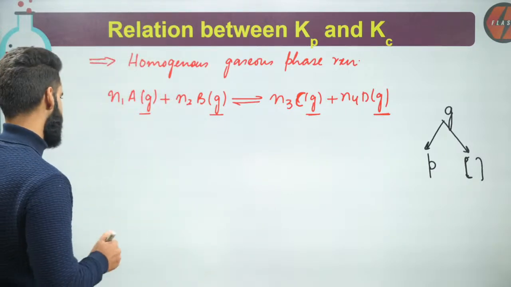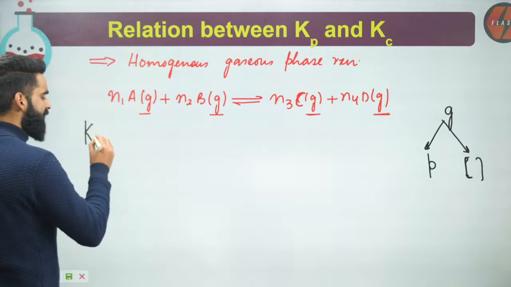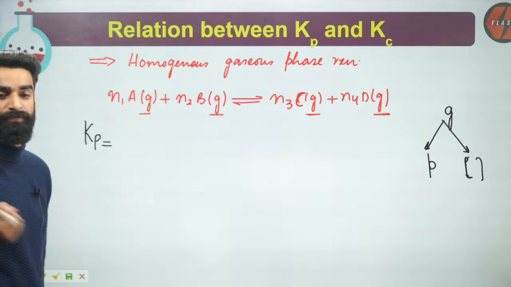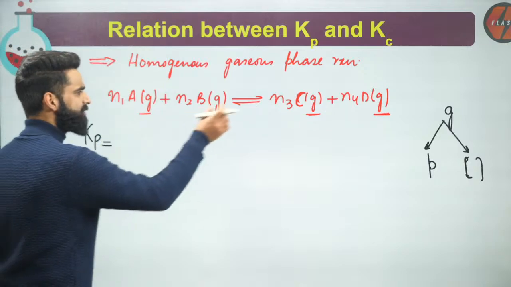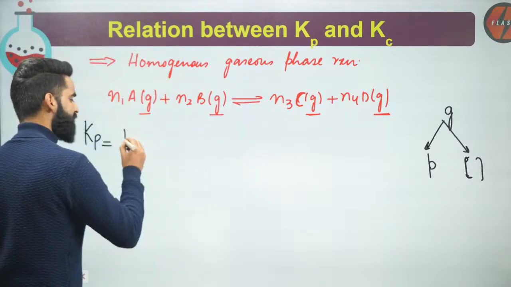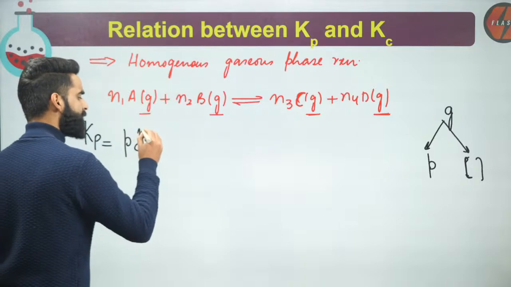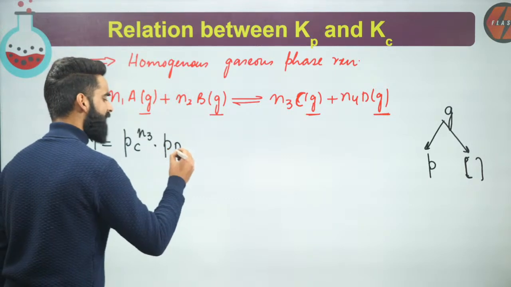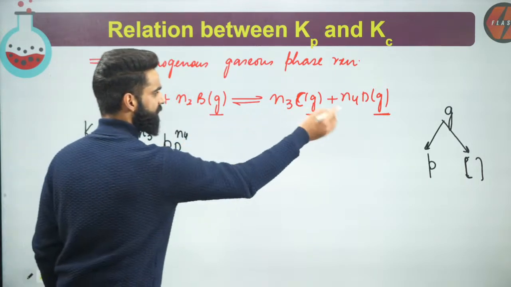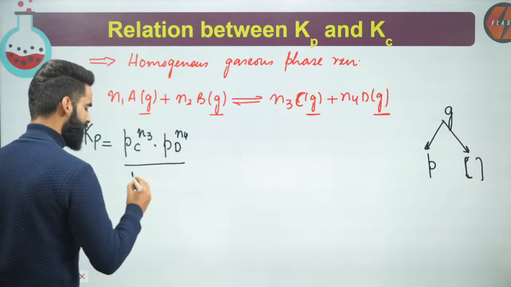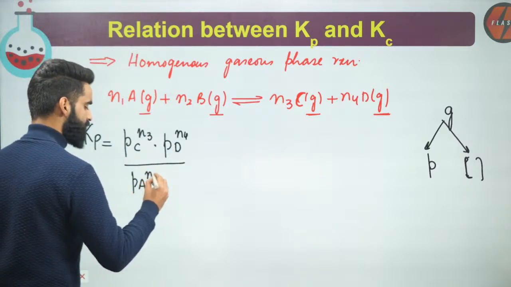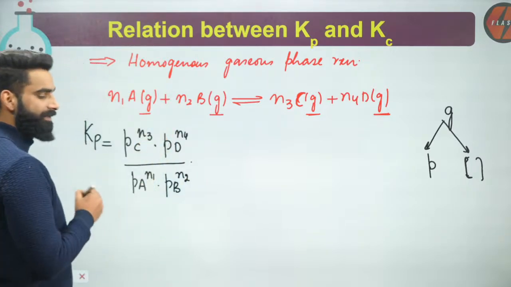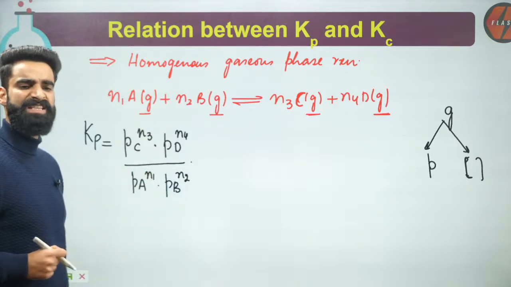Now, if I want to write the expression for Kp, which I showed you in the last session for different reactions, I'll start from the products. Kp is the partial pressure of C at equilibrium to the power n3, the stoichiometric coefficient of C, multiplied by the partial pressure of D at equilibrium to the power n4, divided by the partial pressure of A to the power its stoichiometric coefficient n1, multiplied by the partial pressure of B at equilibrium to the power n2. This is how I'll write the expression for Kp.